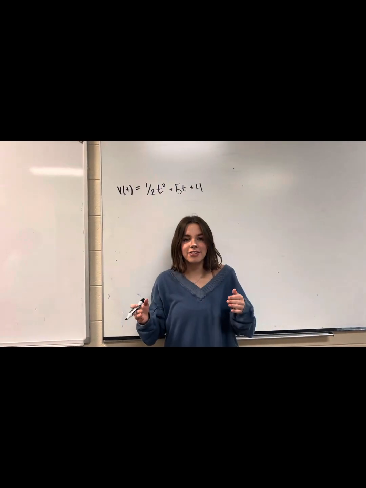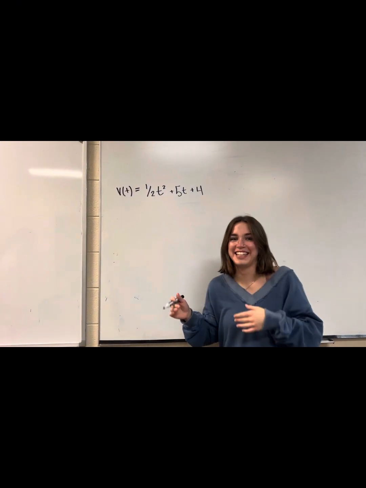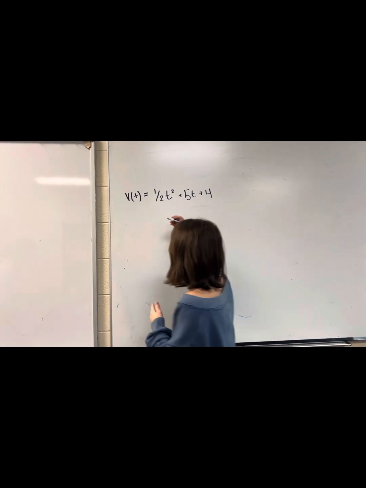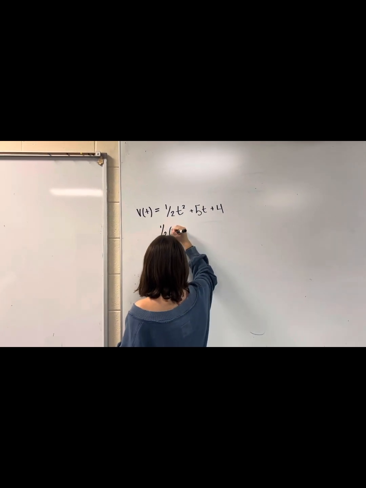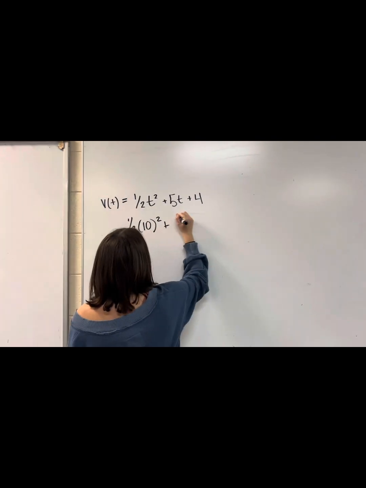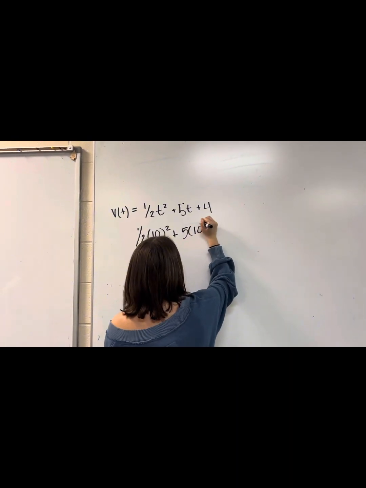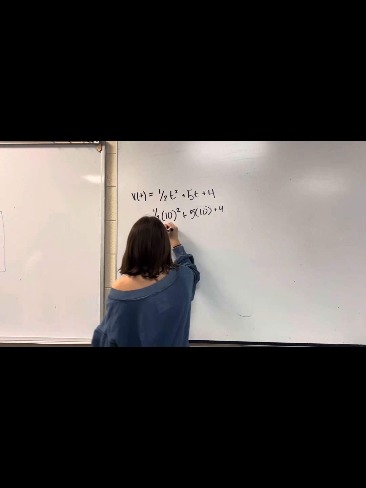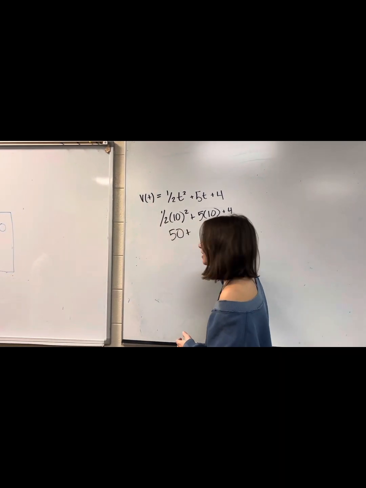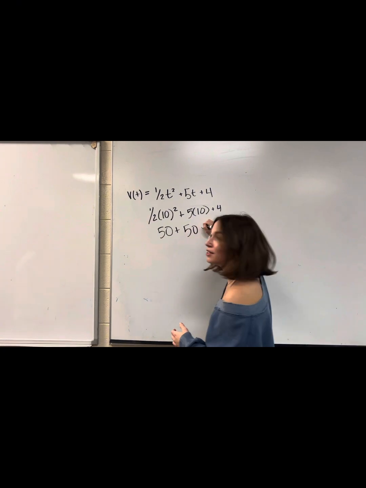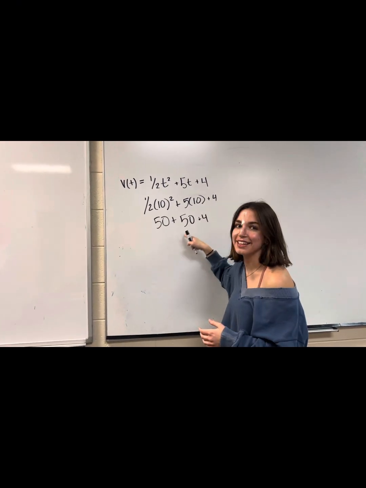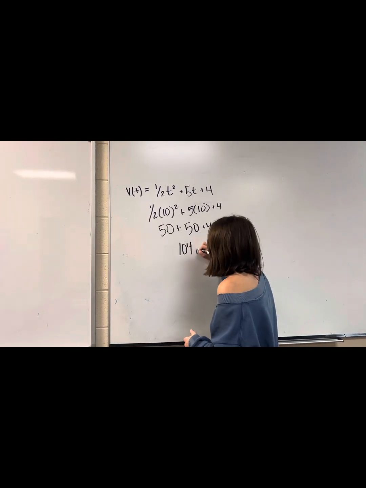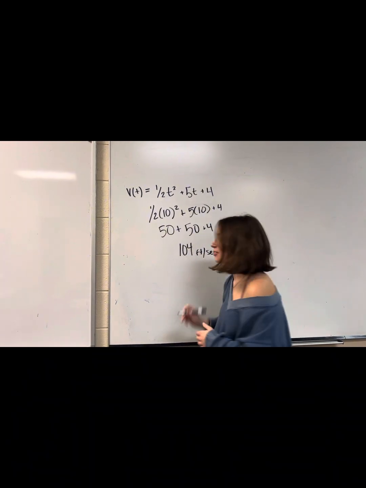Okay, part A is asking for us to find the velocity of the characters at time t. So basically all you're doing, time t equals 10, is plugging in 10 for t. So 1/2 times 10 squared equals 50. 5 times 10 equals 50. Plus 4, 50 plus 50 equals 100. 100 plus 4 equals 104. And since it's asking for velocity, we're going to do feet per second.